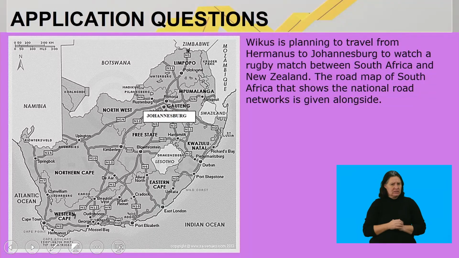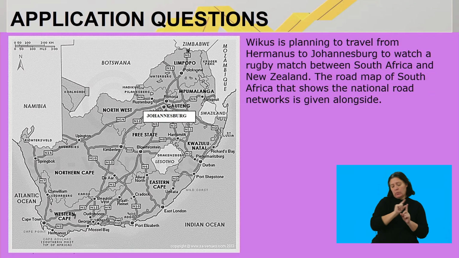So, when I look at what is presented here, I can see there's a map, all right? And then also on the right-hand side, there's our question. It says, Wikus is planning to travel from Hermanus to Johannesburg to watch a rugby match between South Africa and New Zealand. The roadmap of South Africa that shows the national road networks is given alongside.